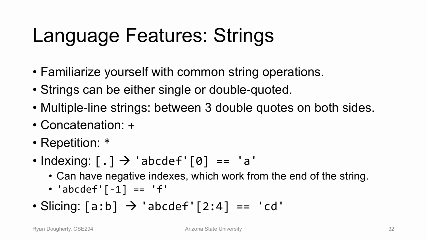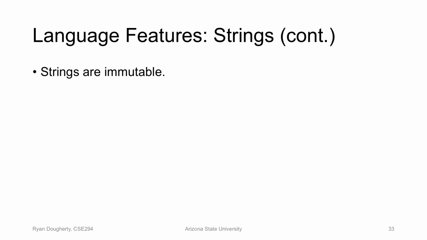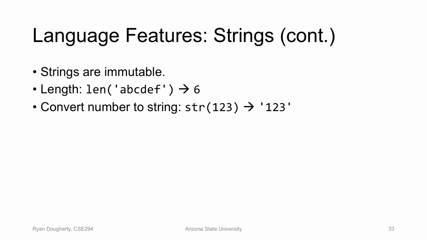Any questions on strings? Okay. Strings are immutable, just like in Java. We can call len on a particular string, like with any sequence, but with strings it works exactly the same. So len of a particular string returns the number of characters in it. Convert a number to a string. So you can give an integer to the str function, which returns a string, which is that number written out.